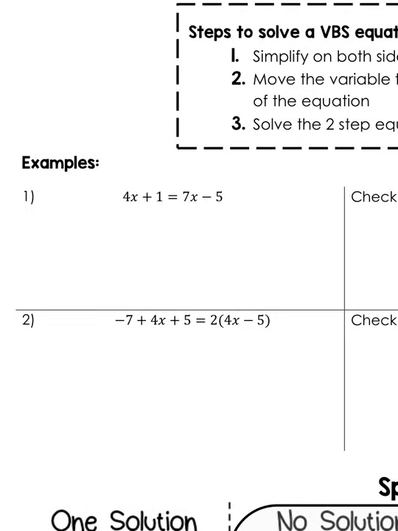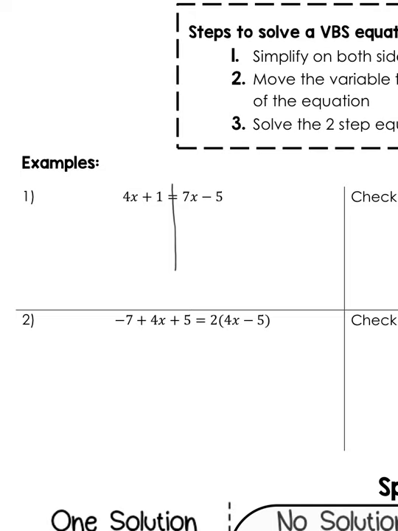For our first example, I'm going to start by drawing a line through my equal sign. My first step would be to simplify on both sides of my equal sign. Fortunately for me, I don't have anything to simplify on either side. I don't have any like terms, I don't have any parentheses, so I don't need to simplify.